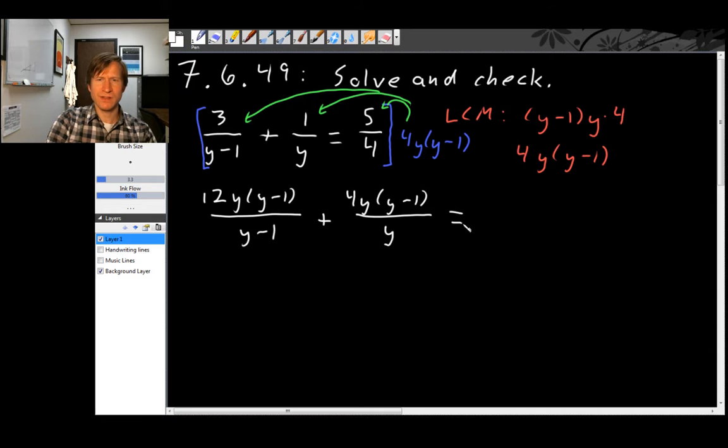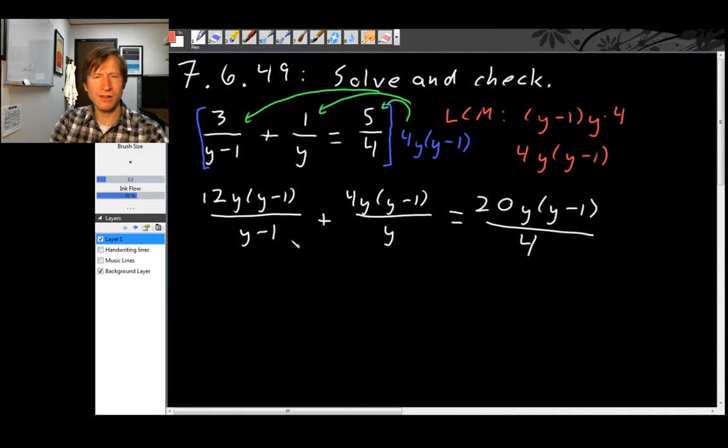And then on the other side of the equation, we get 5 times 4 is 20y times y minus 1 all over 4. And then notice that all of these denominators cancel. This was really the whole point of multiplying by the least common multiple like we did. In this first term, the y minus 1 cancels. In the second term, the y cancels. And on the right-hand side, the factor of 4 cancels. Really, we didn't need to multiply out the 4 times 5. We could have just left it unmultiplied.